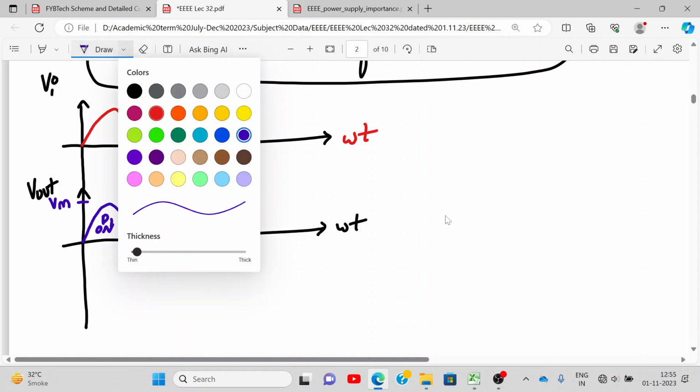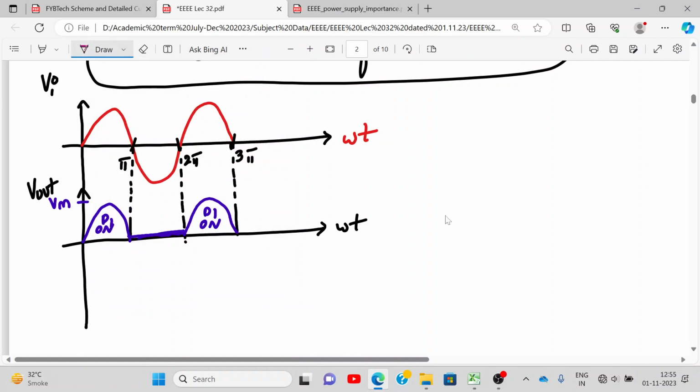Now, if you want to draw the current waveform next, how will you draw it? Will the current waveform nature be the same? Yes. Why is the current nature and voltage nature the same? Because it's a resistive load. In a resistor, current and voltage have a phase difference of zero. So if I want to draw I out, I'll extend it over here.